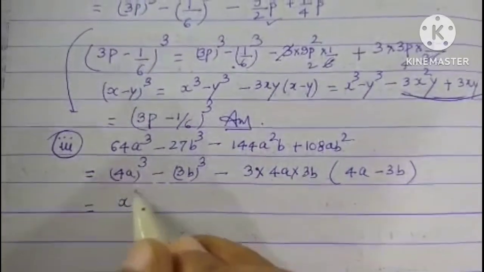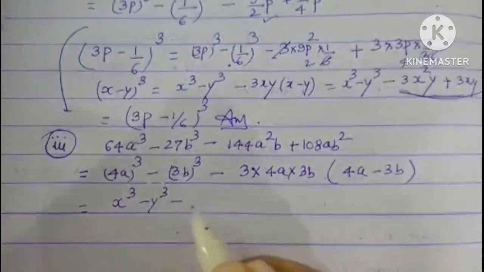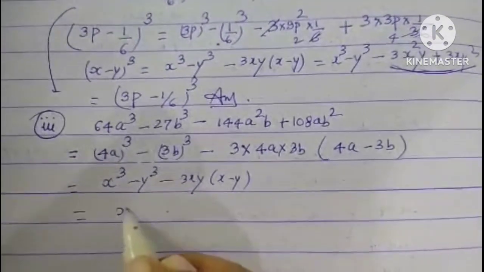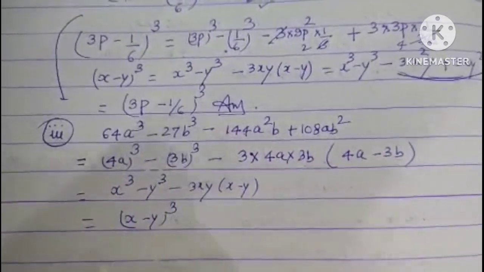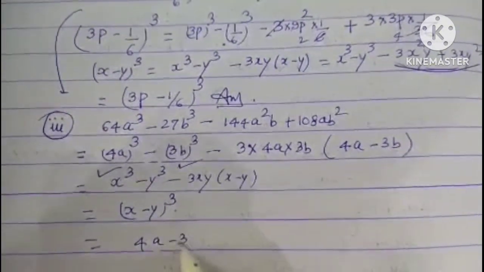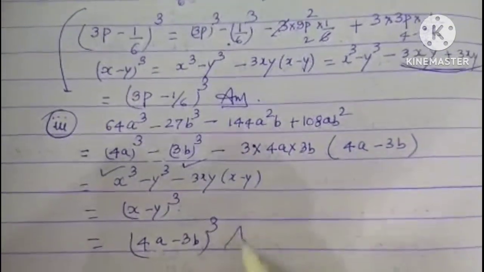So this is of the form x cube minus y cube minus 3xy into x minus y, which is actually x minus y whole cube. So you can write x equal to this, y equal to this, 4a minus 3b whole cube. This will be your answer.